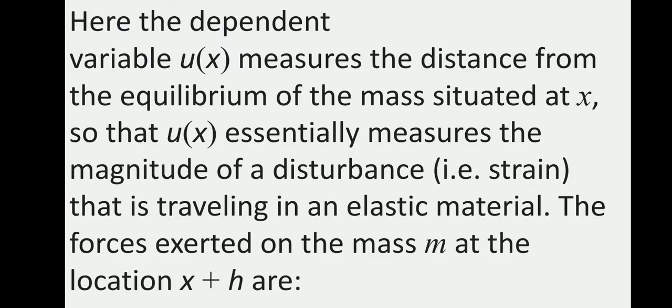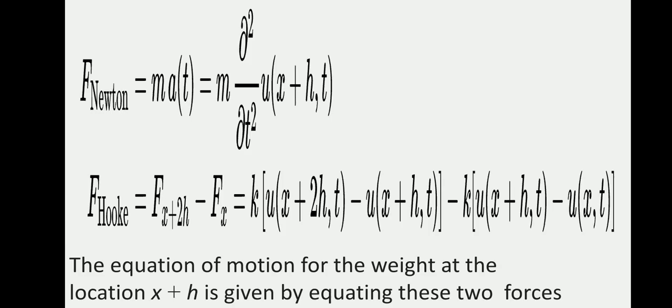Next, here the dependent variable u of x measures the distance from the equilibrium of the mass situated at x, so that u of x essentially measures the magnitude of a disturbance, which is nothing but strain, that is traveling in an elastic material. The force exerted on the mass m at the location x plus h is, by Newton, F equals m a of t, equal to m times dou square by dou t square of u of x plus h comma t.